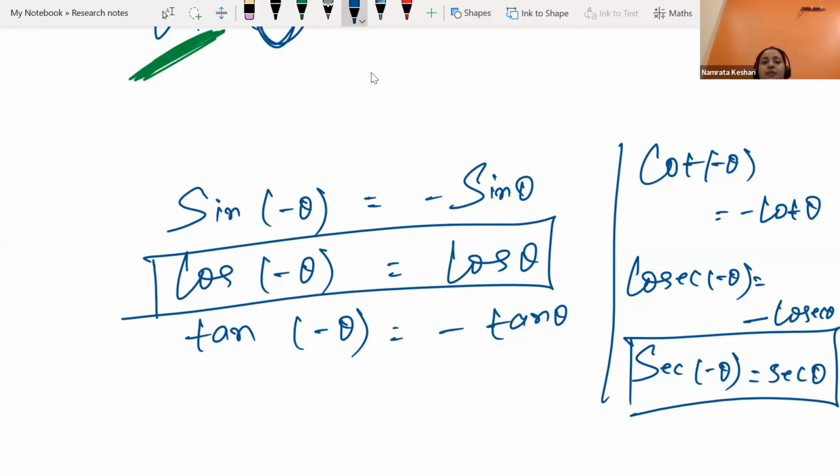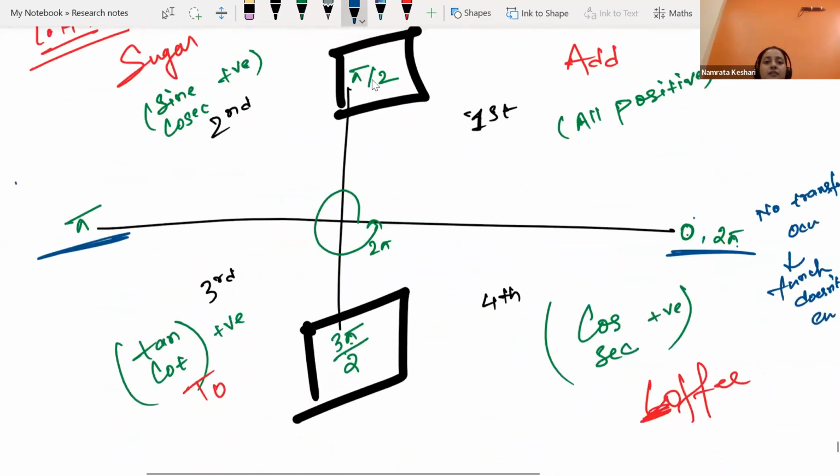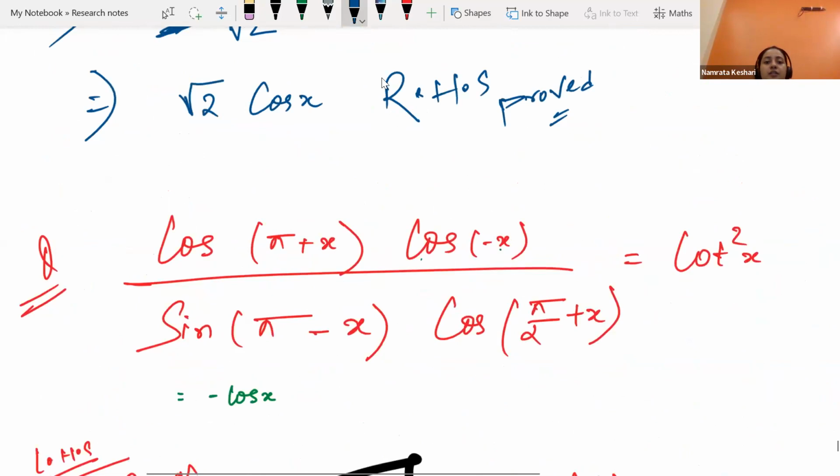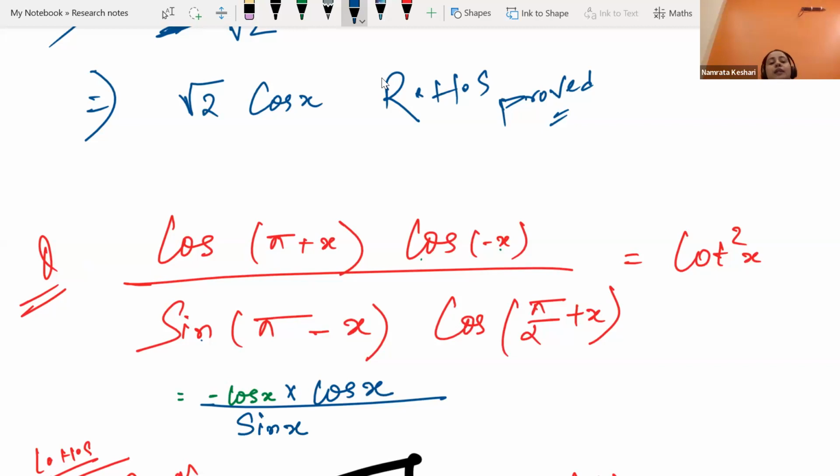Let's apply. So cos of minus x is just cos x. Now in the denominator, sine of pi minus x. With pi, sine will remain sine. But the question is whether it will be positive or negative now. Pi minus x, which quadrant? First, second, third, or fourth?